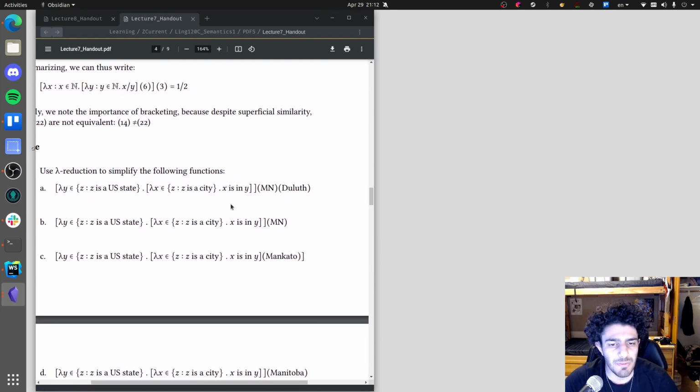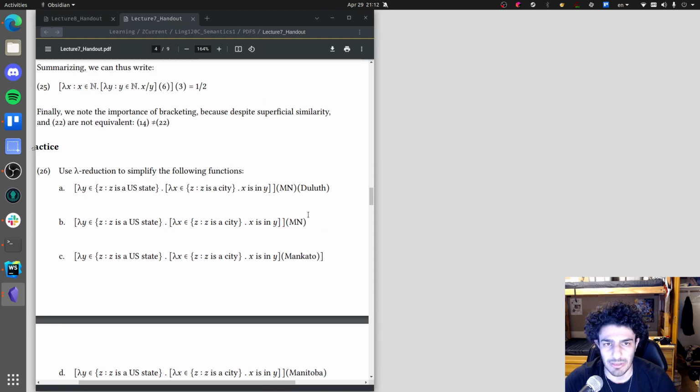So what happens if we don't have enough arguments? So I'm looking at 26b here. So we only have one argument, which is Minnesota, and that's it. But notice there are two functions. So, what can we do? Well, let's take a stab at it. So we're gonna do kind of the same logic.